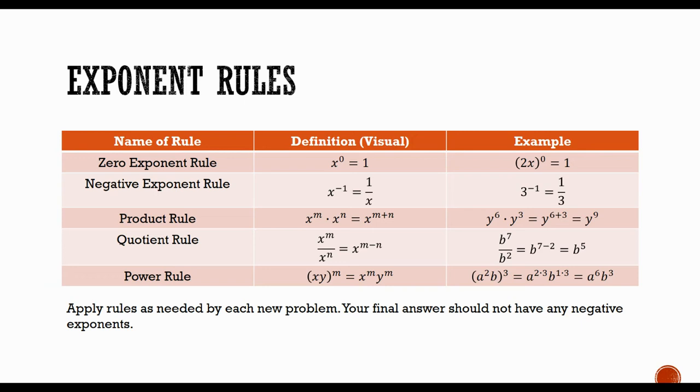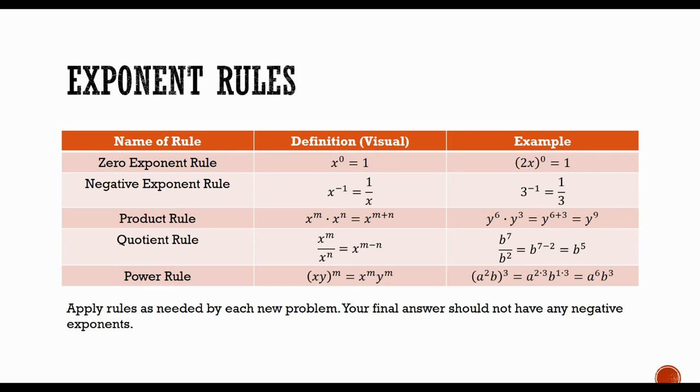Product rule states that if you're multiplying two terms that have the same variable base, then you're actually going to add the exponents together. So on the far right column, you can see y to the 6 times y to the 3rd. They both have a y as their base. So if you add the two exponents, you get y to the 9th.